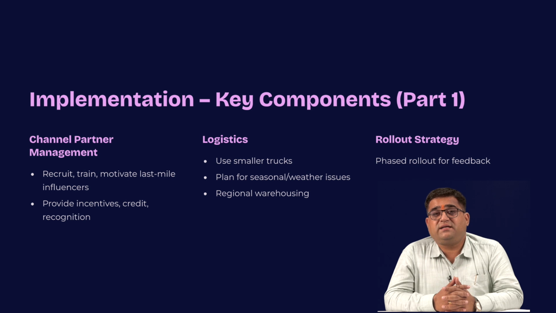Secondly, logistics and supply chain management is crucial. Implementation must ensure a smooth and consistent flow of goods from factories to remote rural markets. This involves proactively tackling the logistical bottlenecks. For example, by using small trucks suitable for narrow village roads, planning deliveries to account for weather disruptions like monsoons, and potentially establishing local warehouses or distribution hubs to shorten supply lines and improve responsiveness.